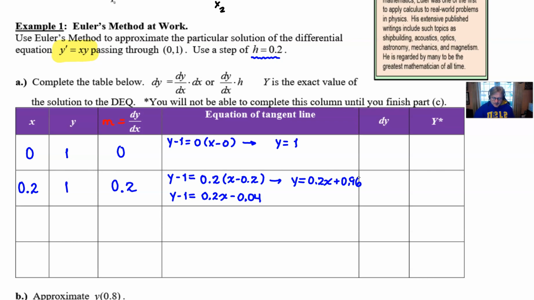We'll discuss that more later on. Now you go to your next iteration. You're going to use your step size of 0.2. So you add another 0.2 to your x. The y value is not going to be 1 anymore.